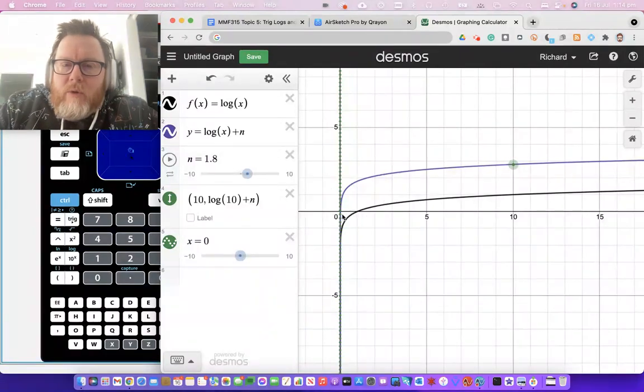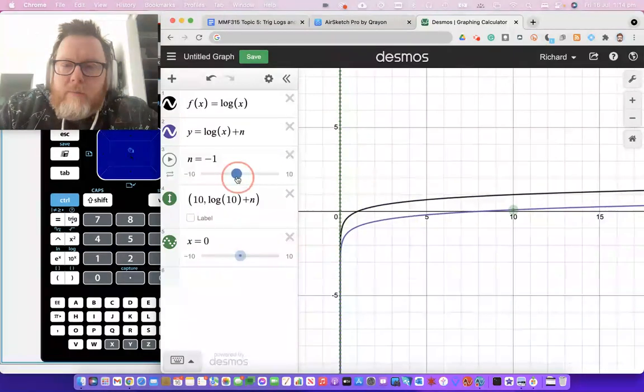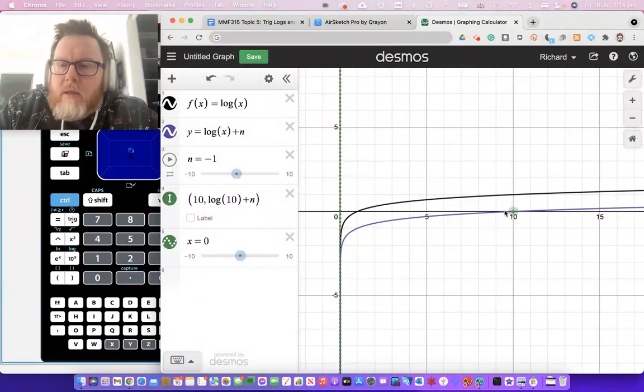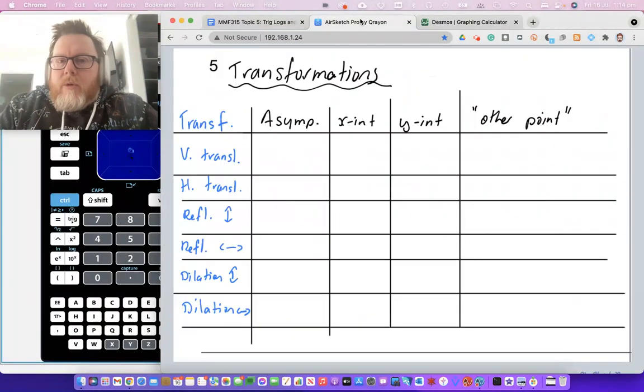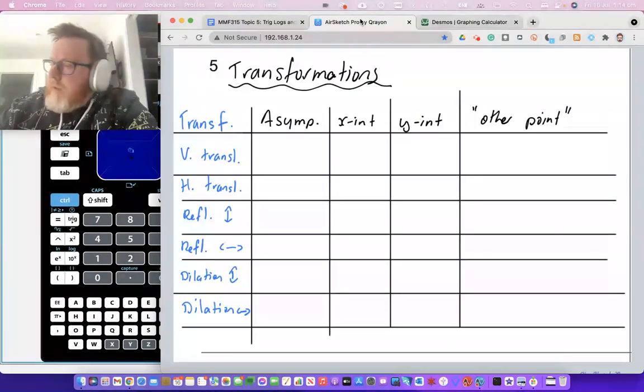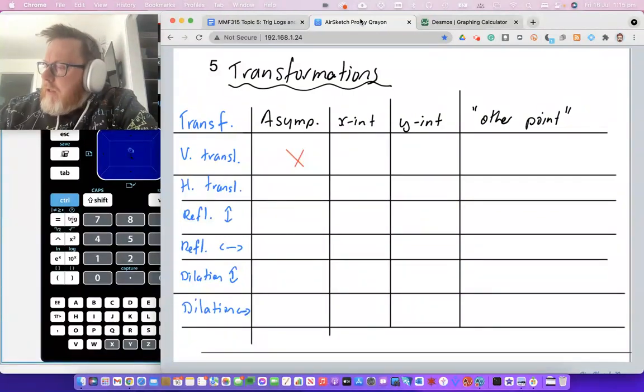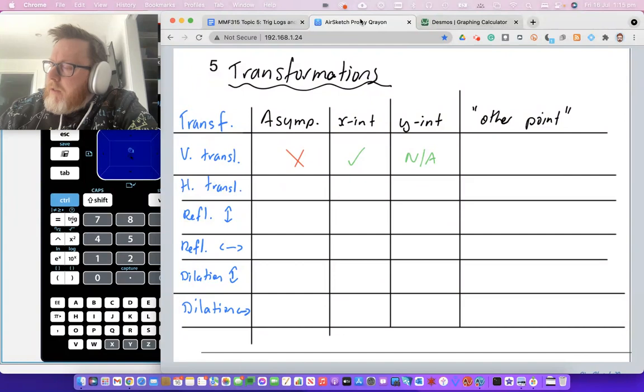And that will therefore also affect the x-intercept as well, like so. So if I go n equals -1, so we've got log x of -1, we can see now that it's at x equals 10 for y equals 0. So what does that mean? We've got the asymptote is not affected. The x-intercept is affected. There is no y-intercept, and the other point is affected.